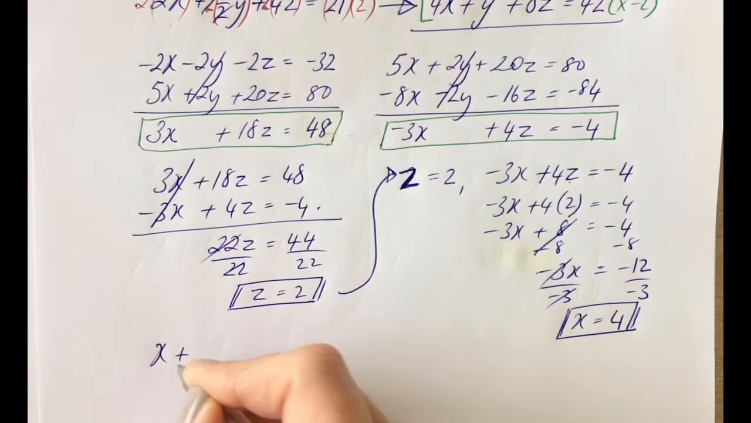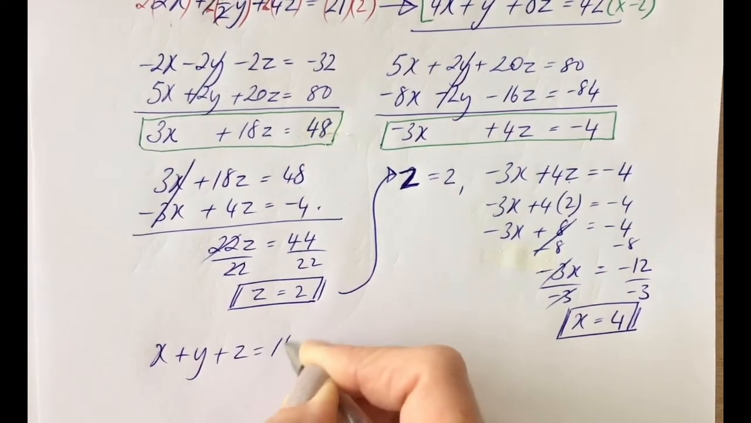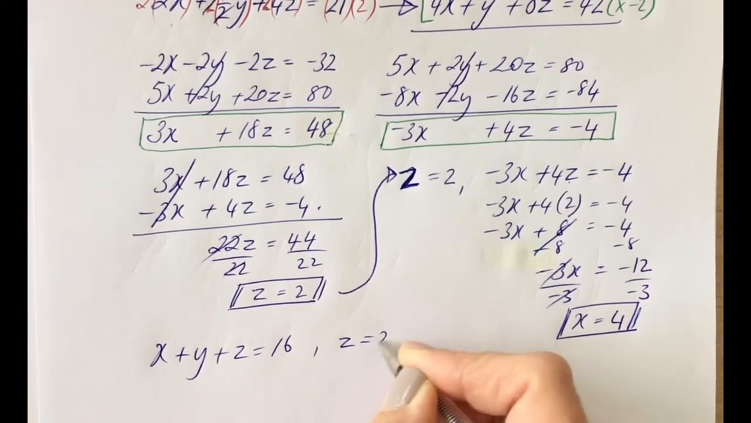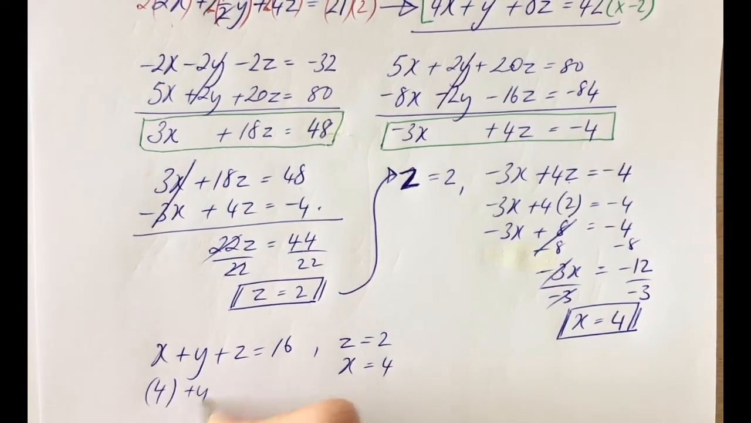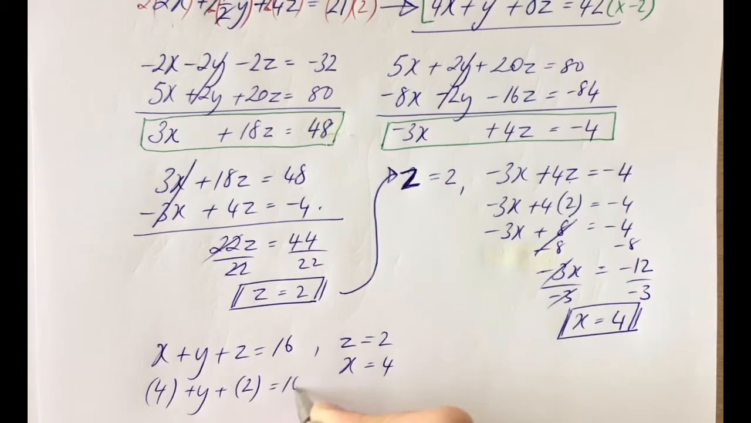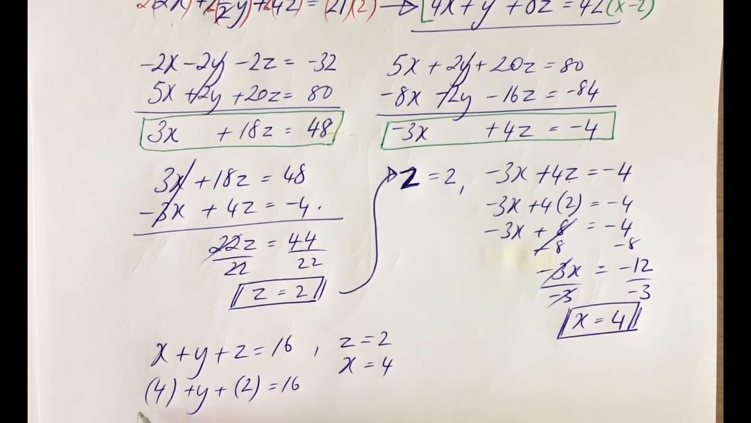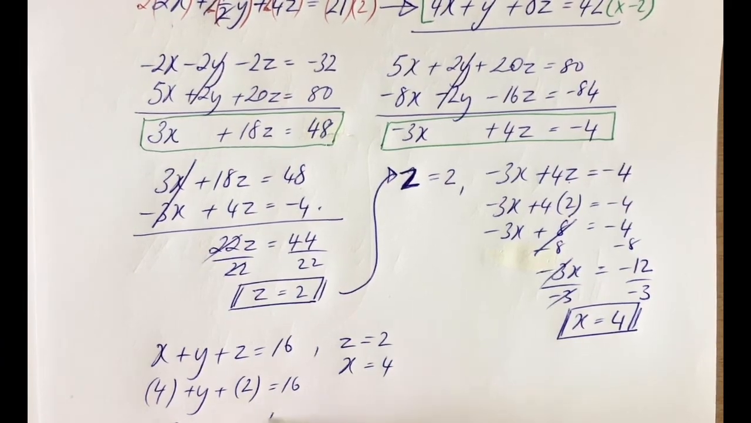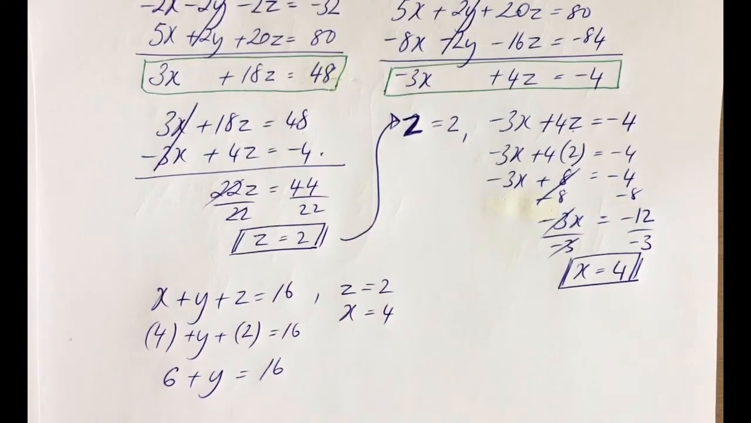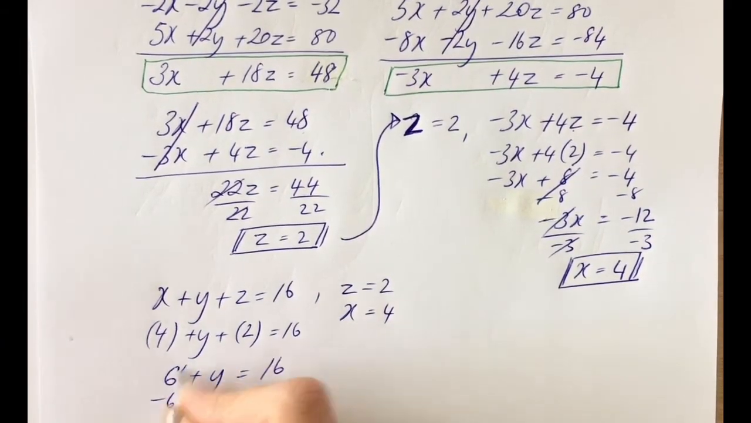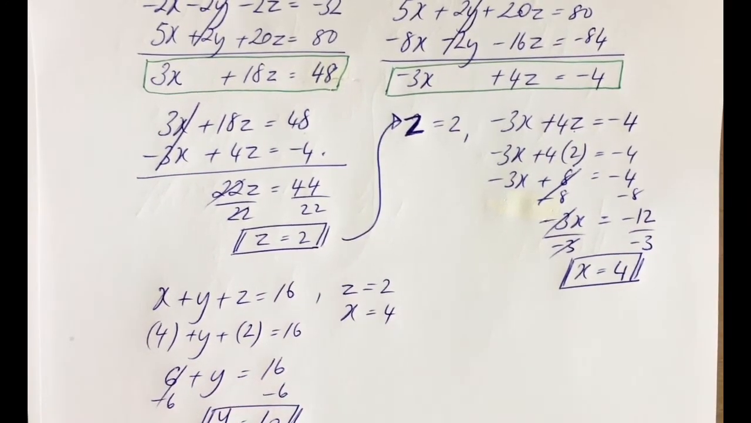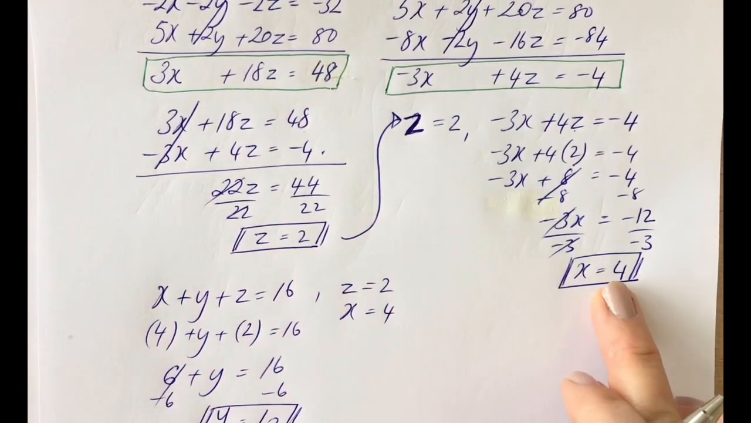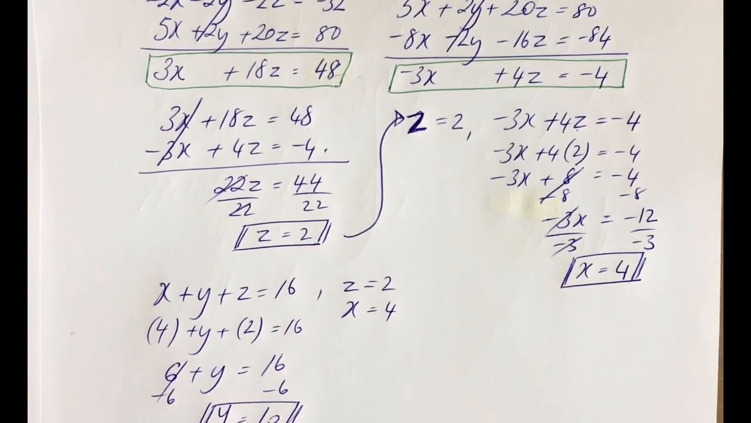So the original x plus y plus z equals 16. And I'm going to sub in z is equal to 2 and x is equal to 4. So x is 4, z is 2. 4 add 2, of course, tidy up that is, of course, 6. And then take away 6 from both sides. And I have y is equal to 10. So your three solutions here is z equals 2, x equals 4, and y is equal to 10.